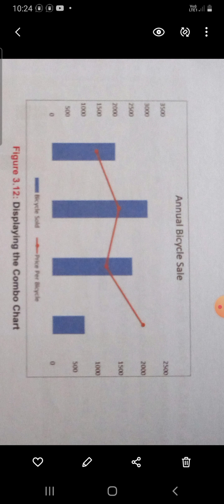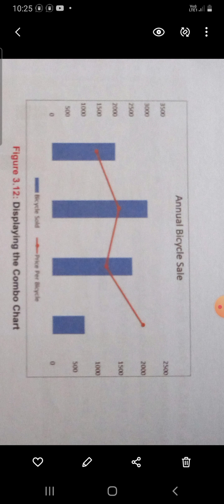As the first column is the classic bicycle, here we can observe that the number of classic bicycles sold is 2000. Just read the height of the column. And number of gear model bicycles sold is 3000. Just read the height of the second column, and so on. And now we can see that along with the number of bicycles sold, the line depicts the price per bicycle.